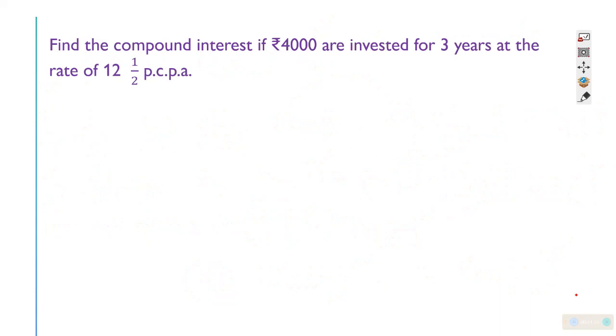Find the compound interest if rupees 4000 are invested for 3 years at the rate of 12 and 1/2% per annum. So, we know that P is given as rupees 4000, and rate of interest is given as 12 and 1/2%, and N is given as 3 years. And we are asked to find the compound interest. Compound interest kitna hai pooch raha.